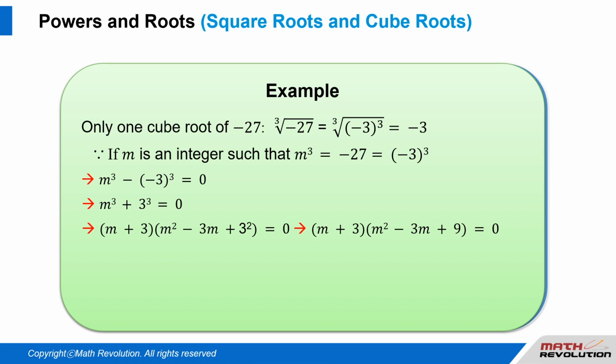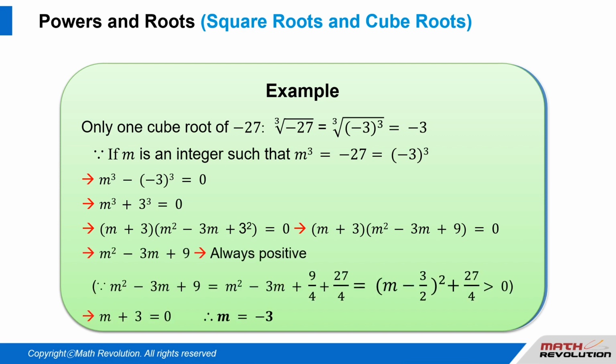So, (m plus 3)(m squared minus 3m plus 3 squared) equals 0. So, (m plus 3)(m squared minus 3m plus 9) equals 0. m squared minus 3m plus 9 is always positive, as m squared minus 3m plus 9 equals m squared minus 3m plus 9/4 plus 27/4, which equals (m minus 3/2)^2 plus 27/4, which is greater than 0. We get m plus 3 equals 0, or m equals negative 3.